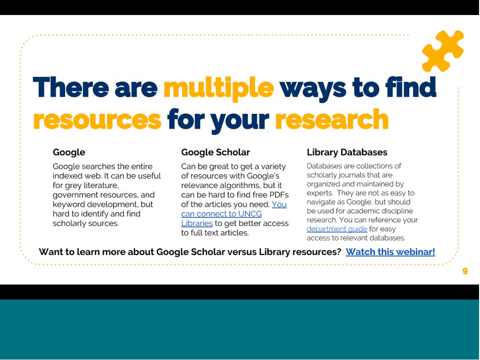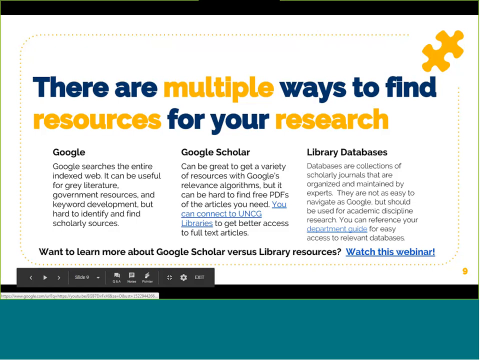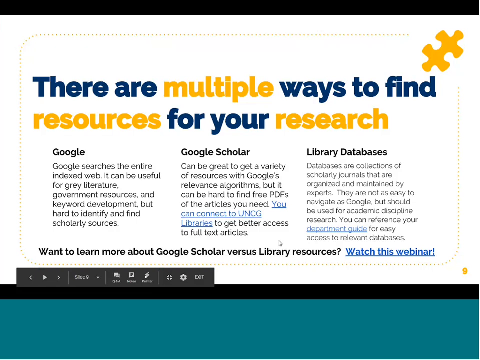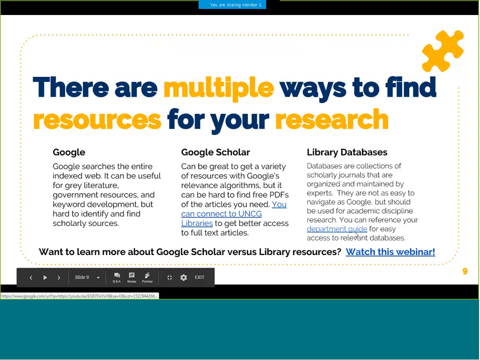So Google, of course, indexes the entire web, but it can be useful for your research in terms of finding gray literature, government resources, and helping develop some keywords. But of course, it's not great for scholarly. Google Scholar has a great variety, and it uses natural language processing and their own relevance algorithms, because Google comes with all this money, so they can be great for that. But it can be hard to find the full text free PDFs. So there is a link here of how you can connect Google Scholar to UNCG libraries to help you find full text articles more appropriately. We can go over that if there's time, but there's a link there.